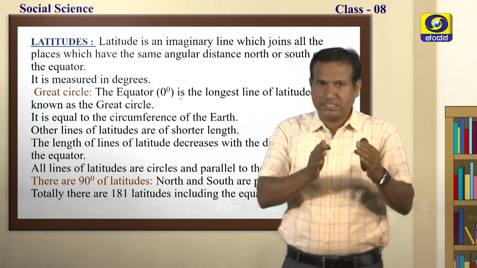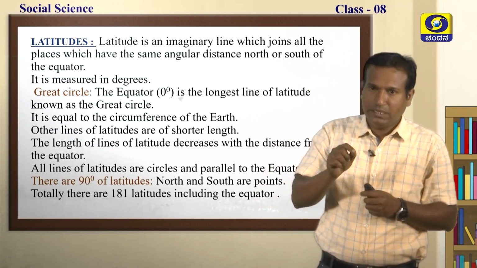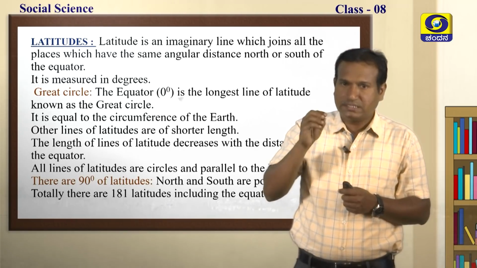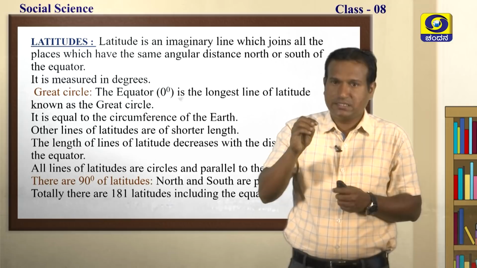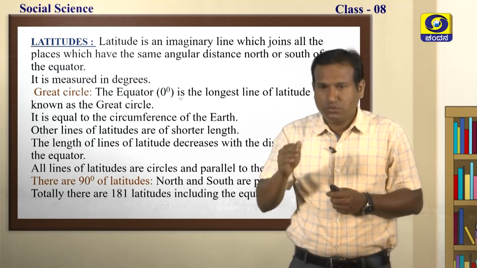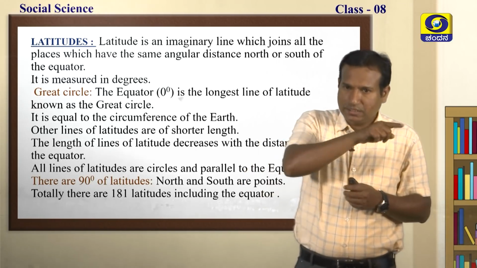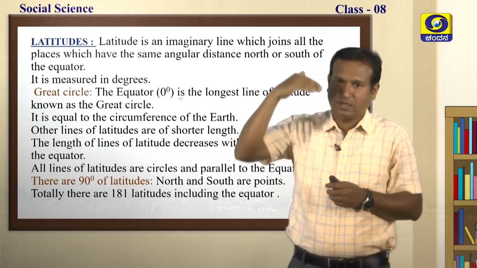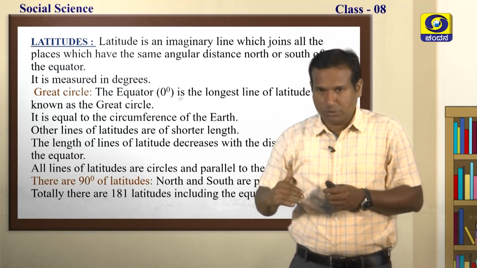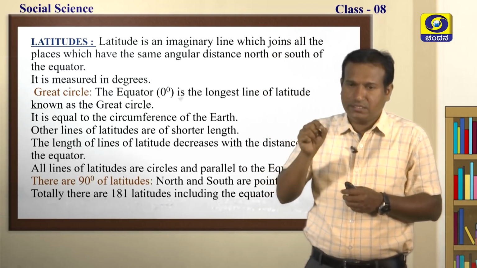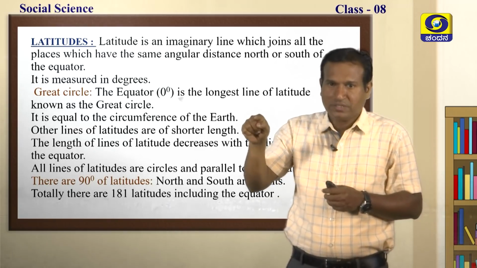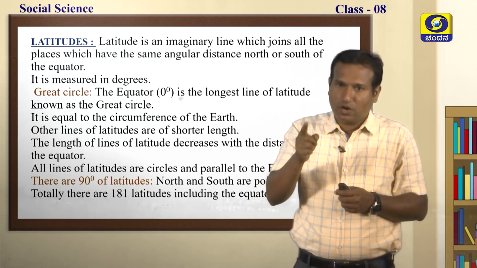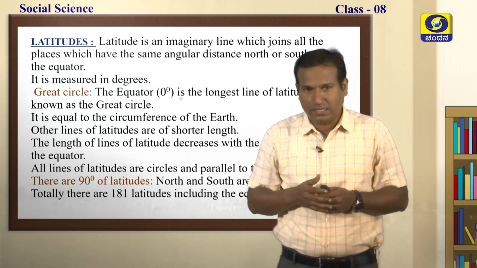Now, let us first discuss latitudes. As I told you, it is an imaginary line which is drawn at the same angular distance north or south of the equator. The earth is equally divided into two halves, which may be called the northern hemisphere and the southern hemisphere. Which one divides the earth equally into two halves? That will be called the equator. The equator can also be called by another name, the great circle.